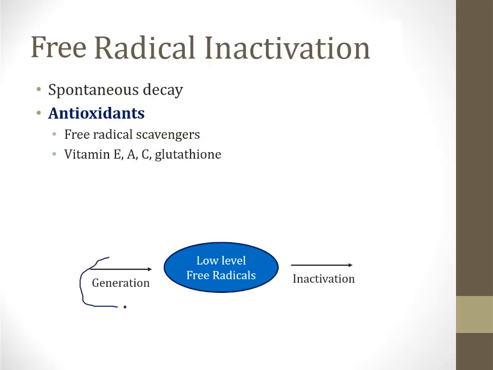So now we've talked about ways that free radicals are generated inside our body, things like oxidative phosphorylation, radiation, etc. Now let's talk about some of the ways that our body inactivates free radicals so that it can maintain a low level under normal conditions. Well, first of all, free radicals spontaneously decay, so to some degree they just go away on their own. In addition, antioxidants are substances inside of cells that are free radical scavengers, and these bind free radicals and eliminate them, and this protects the cell from free radical damage. So vitamin E, vitamin A, and vitamin C are all antioxidants, and so is the substance glutathione.